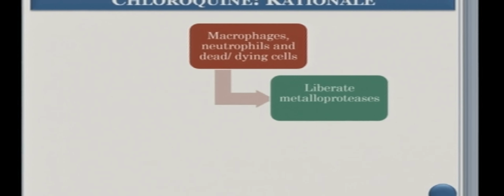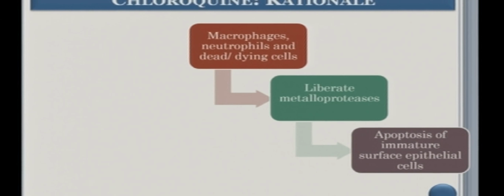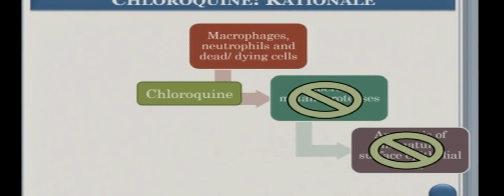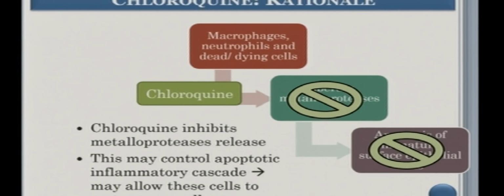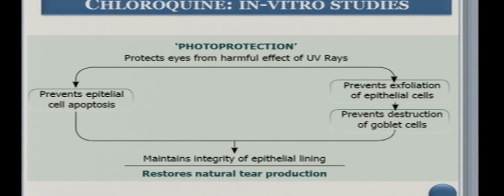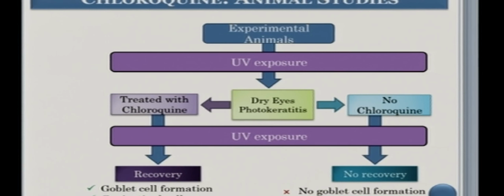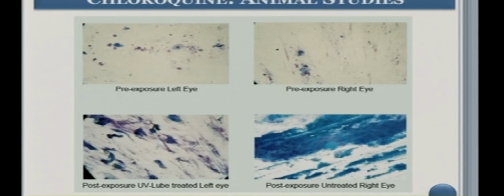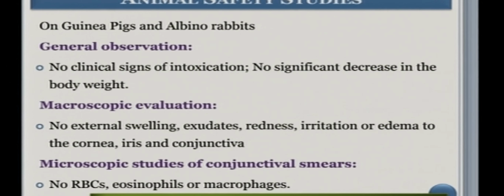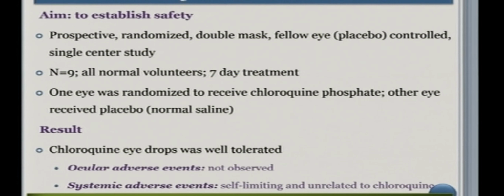There are macrophages, neutrophils, and dying cells, and they liberate metalloproteases. This results in apoptosis of immature surface epithelial cells. Now, chloroquine acts here, so this prevents apoptosis. That is the key. So that's how it brings about a photoprotection. And it has been found to be effective in experimental animals. Safety studies were also done, and it was found to be safe in animal studies, and then they started the human studies. In human studies, they found that it is quite safe to use.